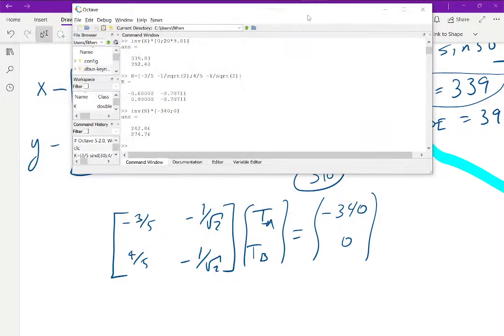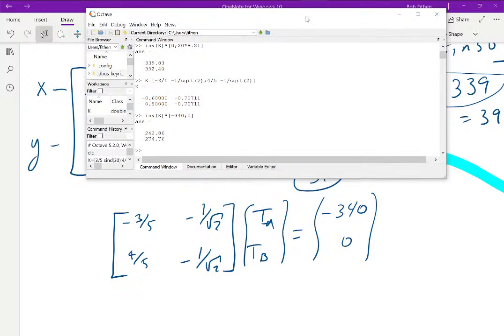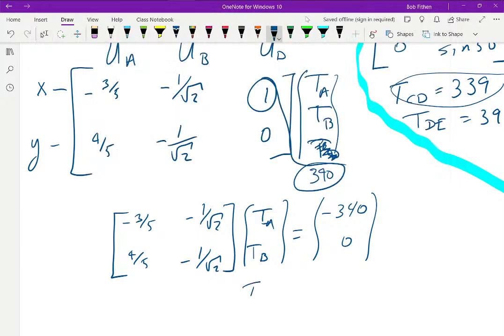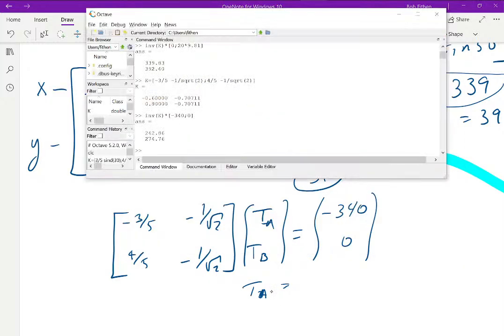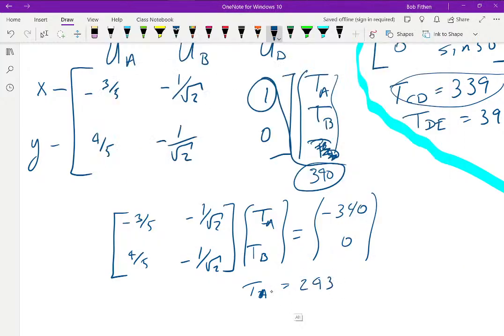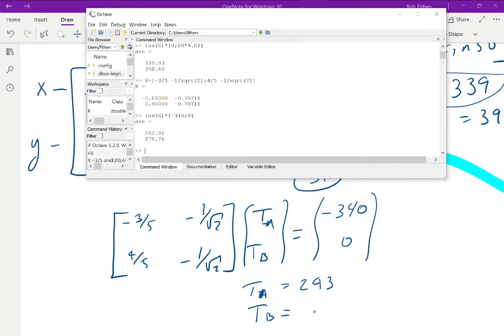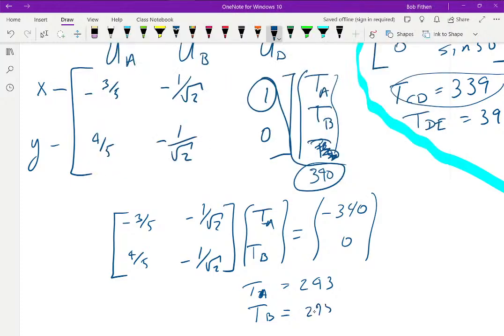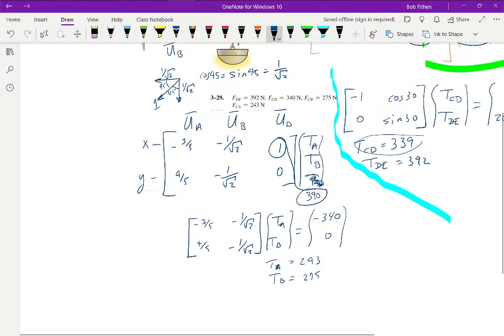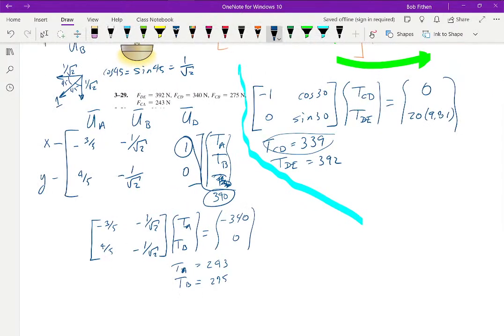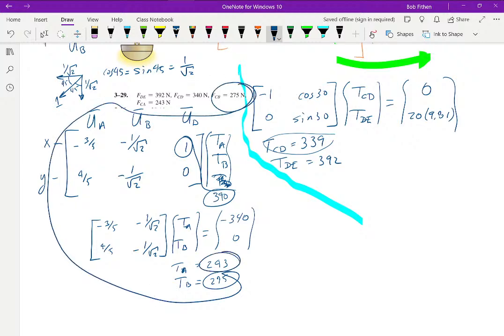And I get 242. I'll have to just write that down. Okay, TA 243, and TB 275. And the 243, and we're good.